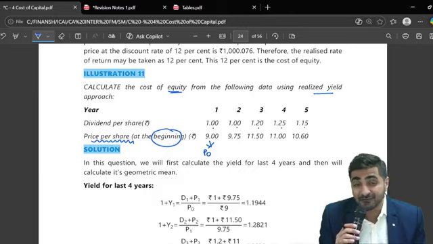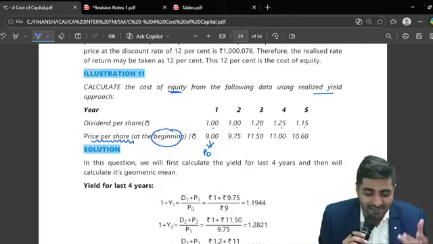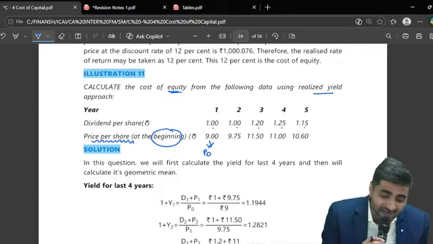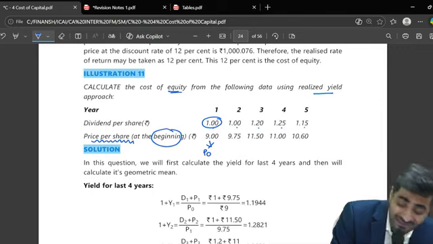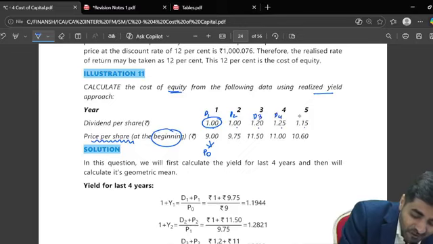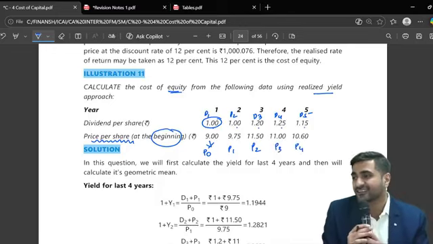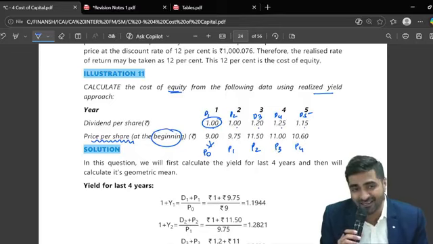When I tell you it is the beginning of first year, it means today. So that is why this is nothing but P0. But dividends you will always receive at the end of year 1. So this is nothing but D1. Are you understanding? This is D2. This is D3. This is D4. And this is D5. And this is P0, P1, P2, P3, and P4. Are you understanding this? Because they have told you that this is the price at the beginning.